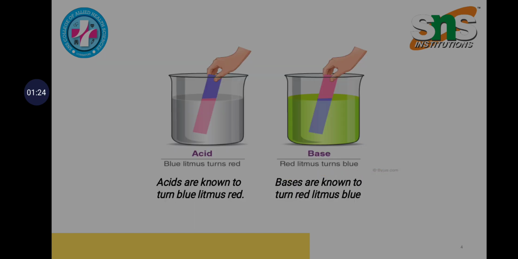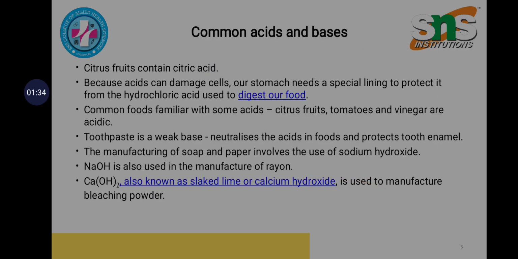And acids are known to turn blue litmus paper into red, and bases are known to turn red litmus paper into blue. Common acids and bases found in our daily routines: citrus fruits mainly contain citric acid, and our stomach needs a special lining to protect it from the hydrochloric acid used for the digestion of our food. Common foods like tomato and vinegar are all acidic.